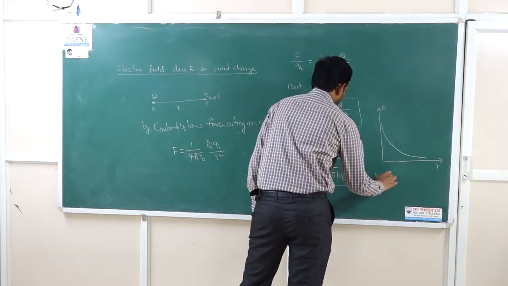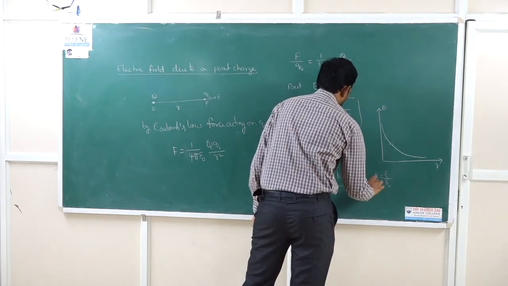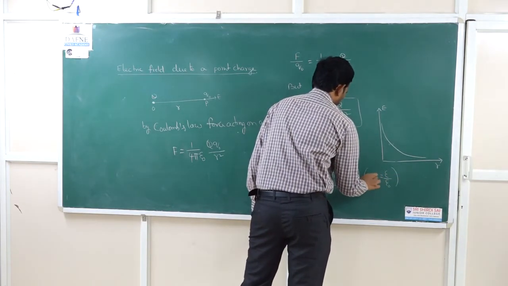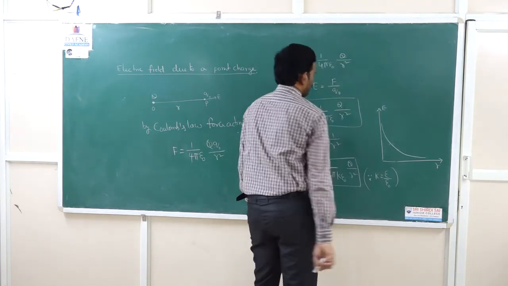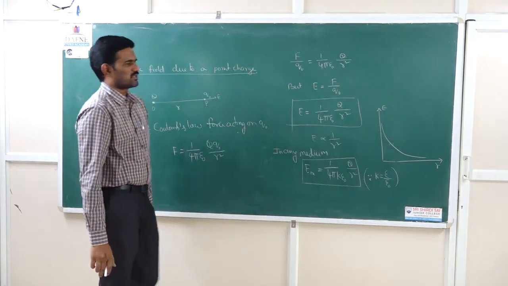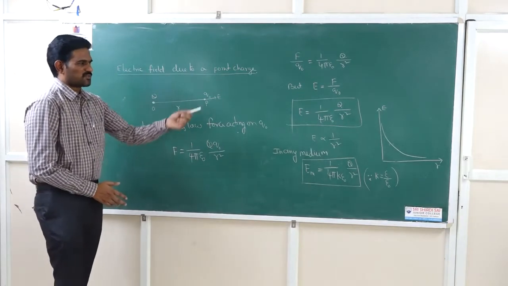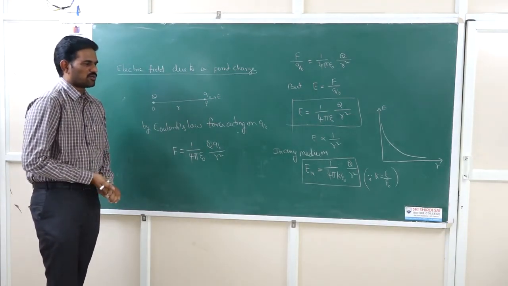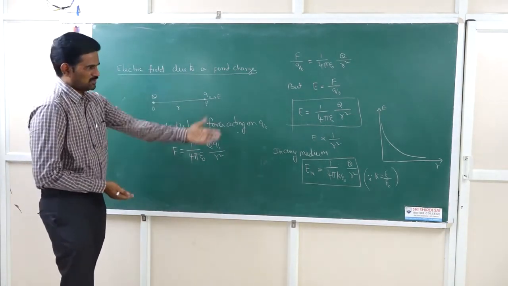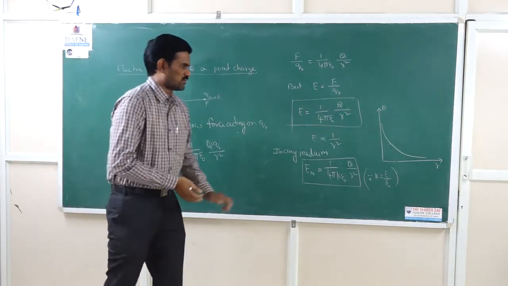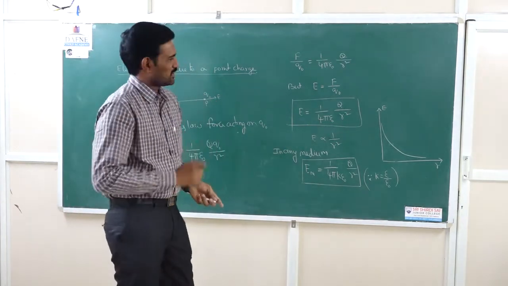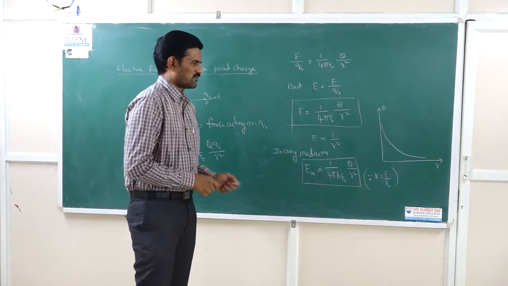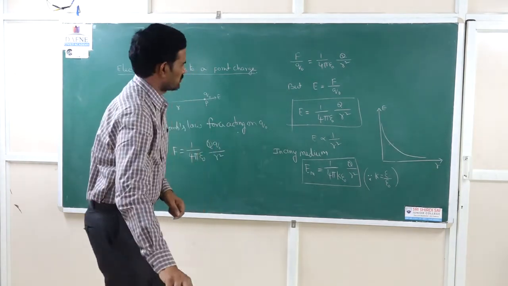Here K is equal to epsilon by epsilon naught, the dielectric constant of that given medium. So that is the expression for electric field strength due to a point charge in any dielectric medium. So that is the electric field intensity due to a point charge.